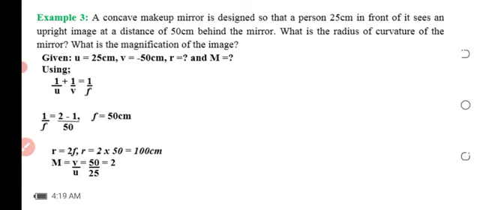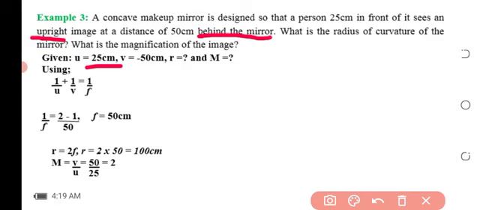Now, from this question, we have our parameters. Our object distance from the concave mirror is 25. According to the question, the upright image is formed at a distance of 50 centimeters behind the mirror. Either the word upright or behind the mirror is just telling us that the image is virtual. That's why we have our v equal to -50.